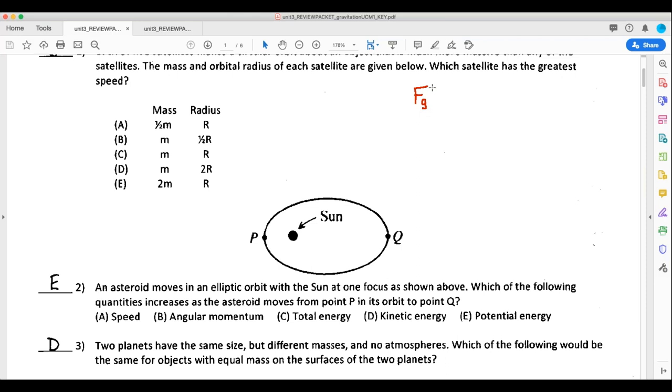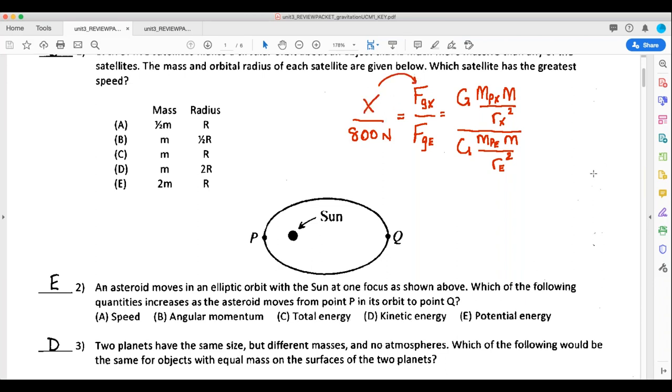We can say that the force of gravity on this new planet, let's call it X, I'm going to set up as a ratio to the force of gravity on Earth. That's going to be equal to G times the mass of planet X times the mass of the thing over the radius of planet X squared. And I'm going to divide that all by, again, G times the mass of planet Earth times the mass of the thing over the radius of Earth squared. So I've just set this up as a huge fraction, right? This is like a proportion problem. And then ultimately, all of this is equal to 800 newtons. We want to know what X is, which is the force of gravity on planet X.